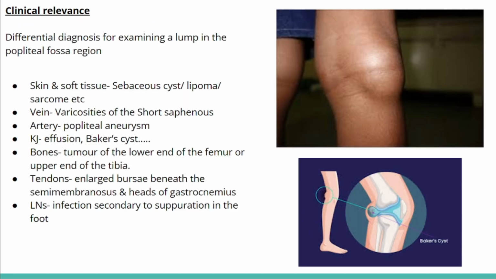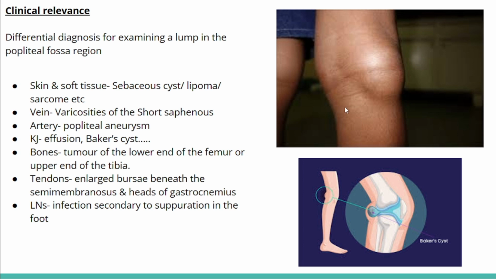What is the clinical relevance of this region? If you happen to diagnose or examine a lump in this region, you can come up with a differential diagnosis. This lump could be due to skin and soft tissue, such as sebaceous cyst, lipoma or sarcoma, or it can be from a vein, like varicosities of the short saphenous vein, and could be of arterial origin, such as popliteal aneurysm.